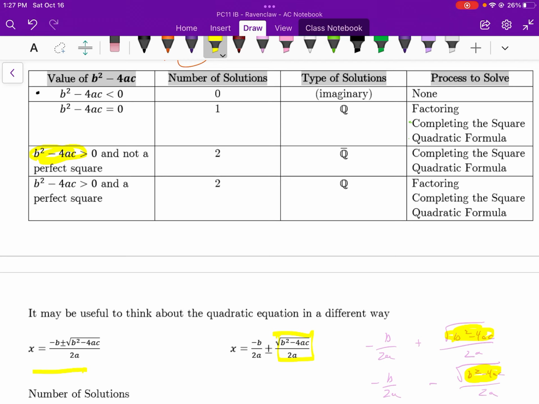You can't factor it. However, if your discriminant is a perfect square, that is, you can take the square root, you would end up with two solutions, negative b over 2a, plus or minus the square root of b squared minus 4ac all over 2a. Well, that square root takes care of itself, and it's a perfect square. So the square root of the discriminant right here ends up being a rational number, and your solution ends up being rational. With a few examples, I hope this helps.